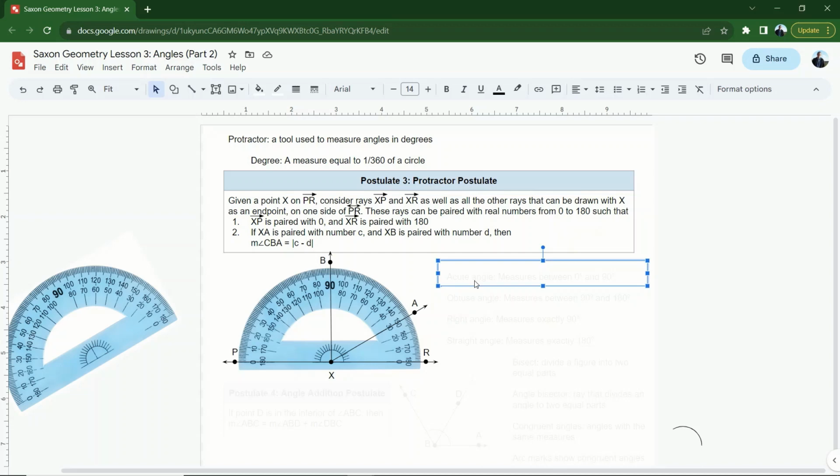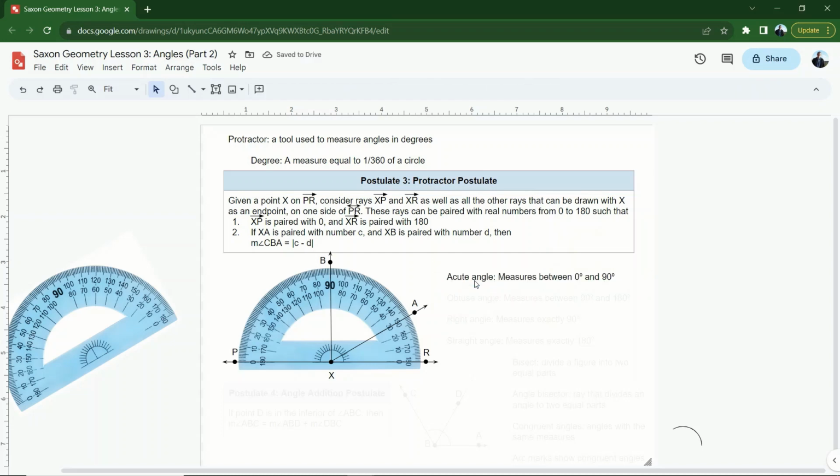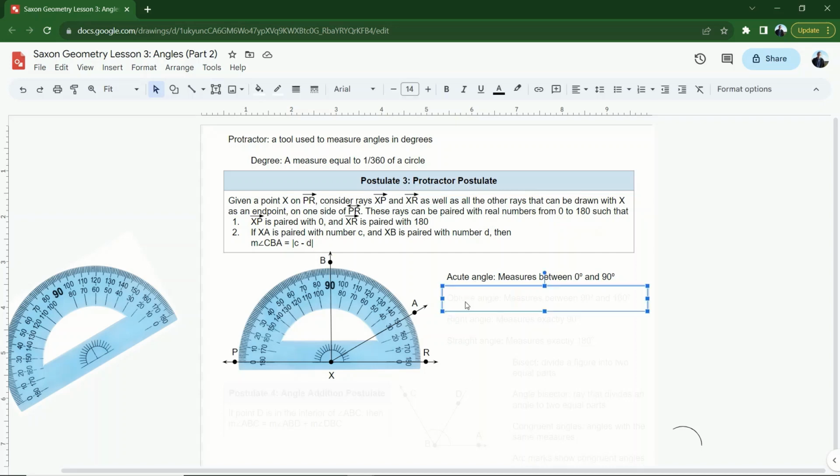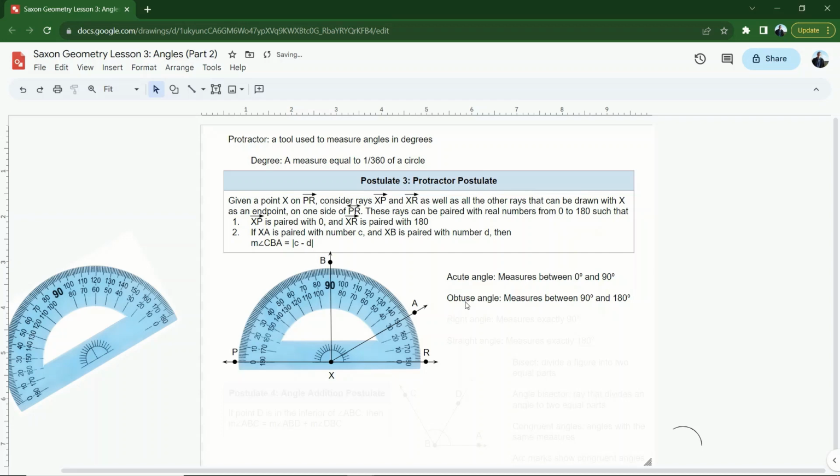This angle AXR is an angle that's less than 90 degrees. So AXR, we would say, is an acute angle, an angle measure between 0 and 90 degrees. An acute angle is basically smaller than a 90-degree angle. An obtuse angle is just the opposite. The angle PXA would be an obtuse angle, measuring between 90 and 180. In fact, PXA would be a 150-degree angle according to this protractor.